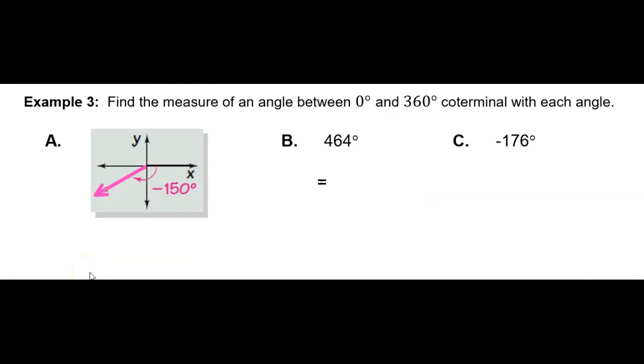All right, so example 3 says find the measure of an angle between 0 degrees and 360 degrees coterminal with each angle. So here we have a negative angle measure of 150 degrees, and I just highlighted the terminal side of this ray. If we wanted to get an angle coterminal with negative 150 degrees, we know that we can add a multiple of 360. So if we add a multiple of 360, we are going to get 210 degrees. So this angle, if I were to go counterclockwise 210 degrees, I would also end up in the same location.